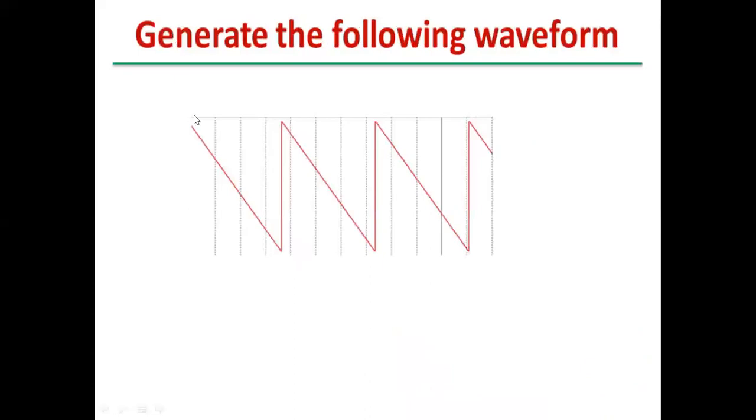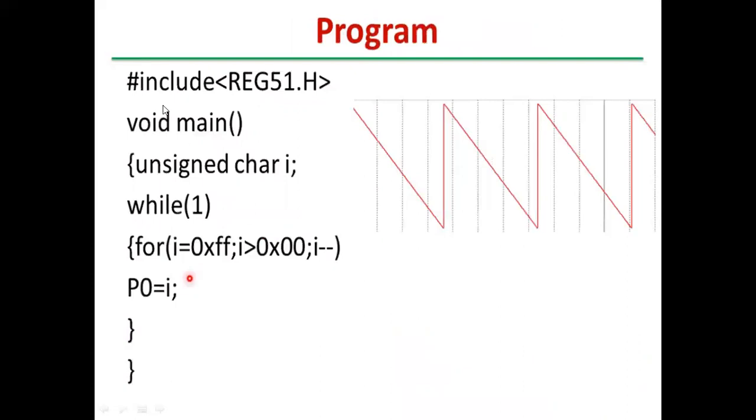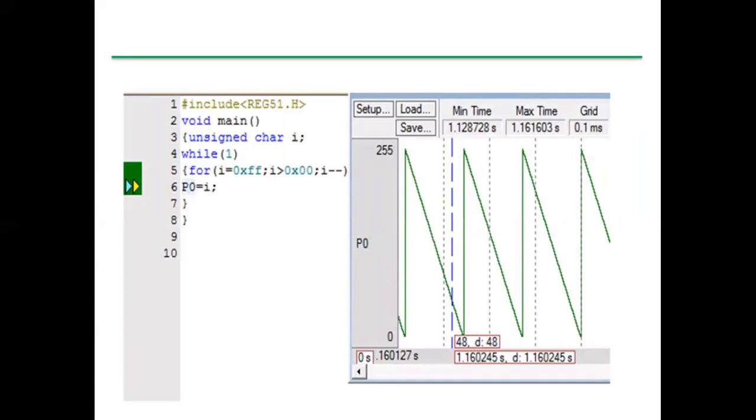So this is the generation of the reverse sawtooth waveform. Same programming, but here you have to initialize i with the maximum value. What is that maximum value? 0xFF, and i greater than 0x00. Till i is greater than 0x00, you have to decrement i. Every time you are decrementing till i becomes 0x00. After i becomes 0x00, again you initialize i with the maximum value, 0xFF. Like that. This is the Keil program, and you can see the output in the logic analyzer.